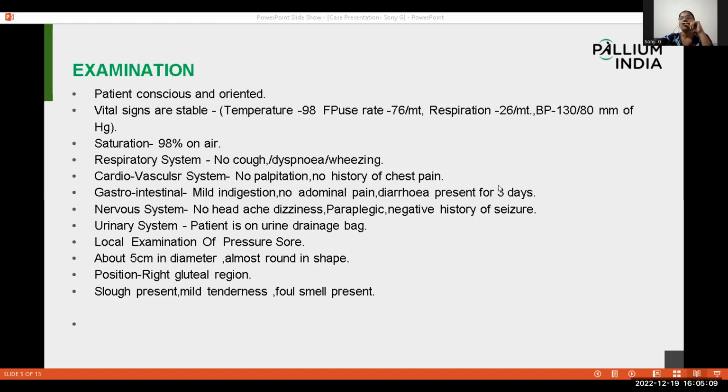Local examination of pressure sore was done. Ulcer is about 5 cm in diameter, almost round in shape. Position: right gluteal region. Slough present, mild tenderness, and foul smell present.